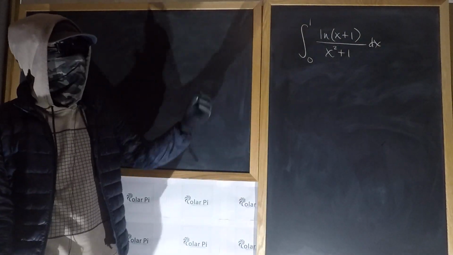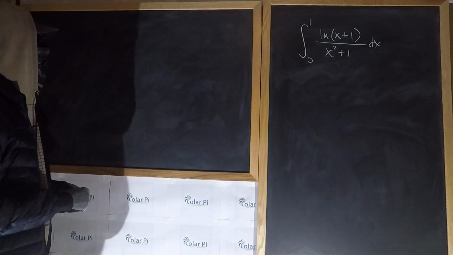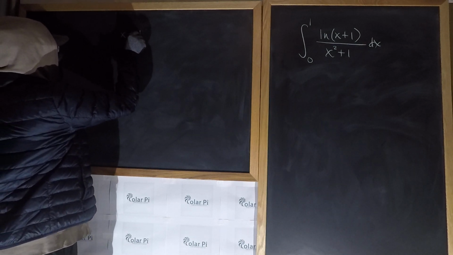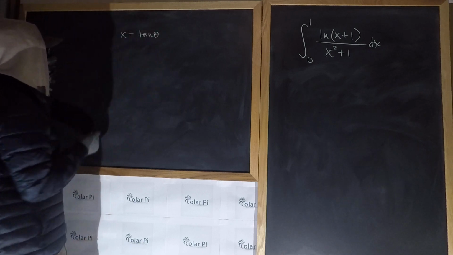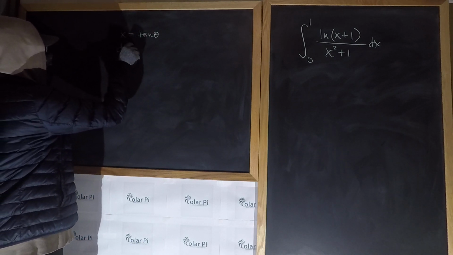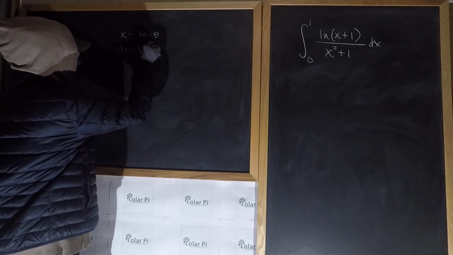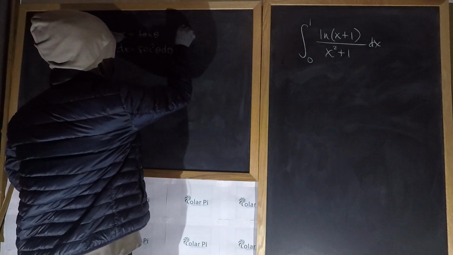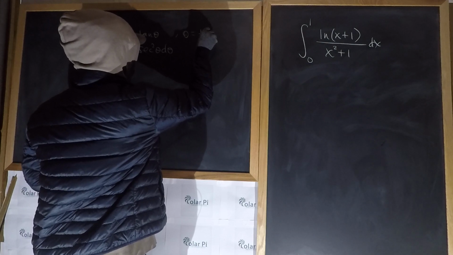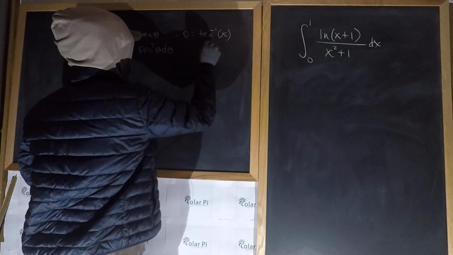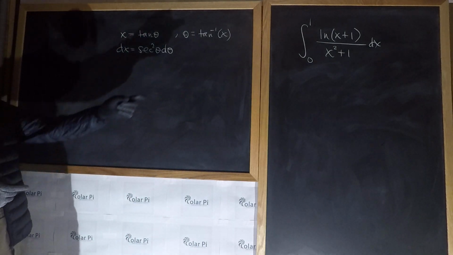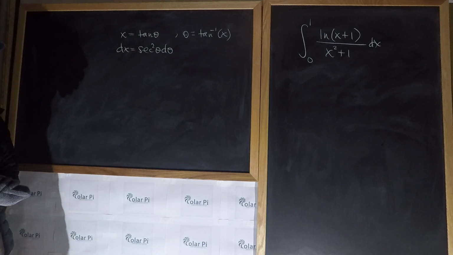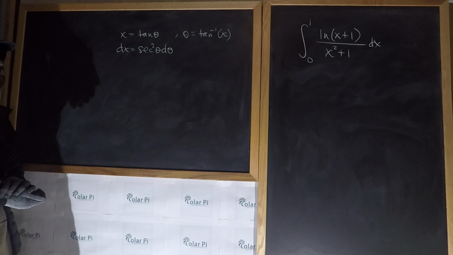Okay, so a fun integral here, and to start, this is what we should do. We should let x equal tan theta, then dx is sec squared theta d theta, right? Also, theta is tan inverse of x, right? And so then 0 becomes tan inverse of 0, which is 0, and then 1 becomes tan inverse of 1, which is pi over 4.